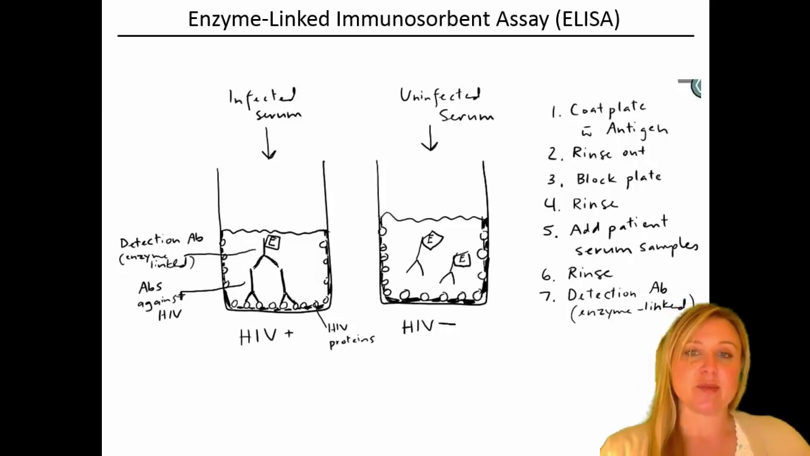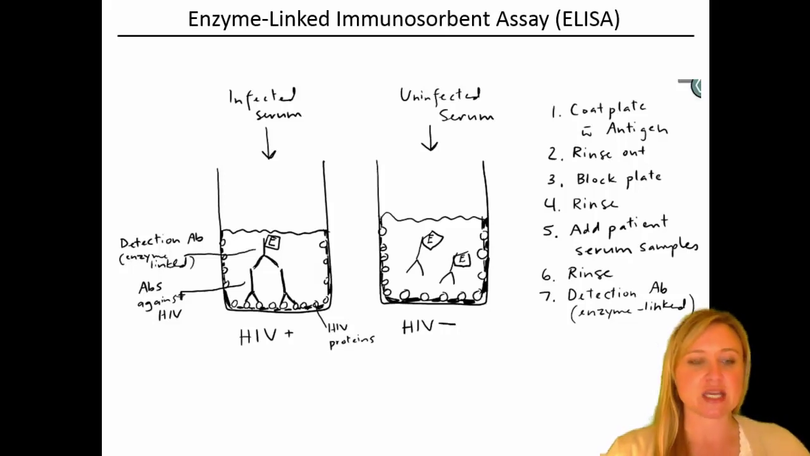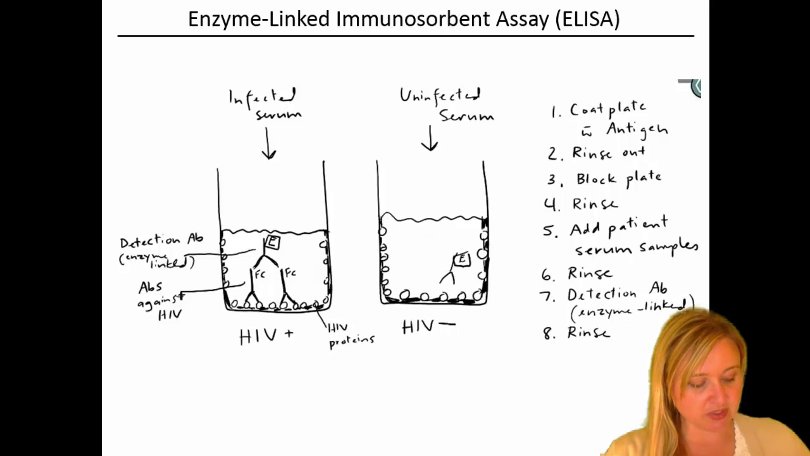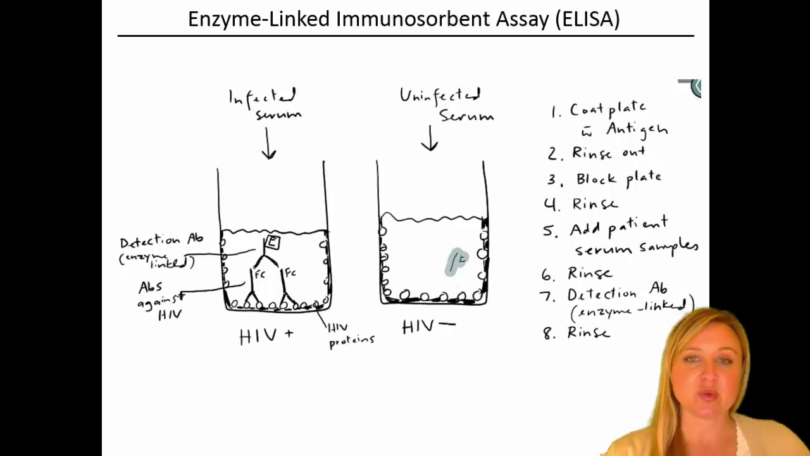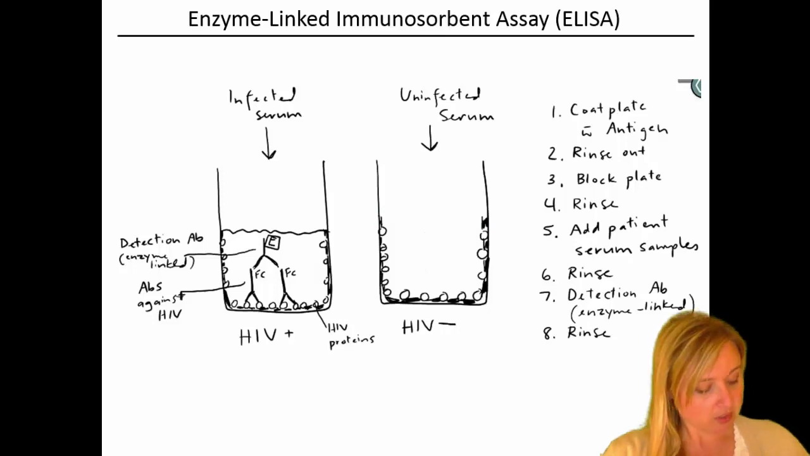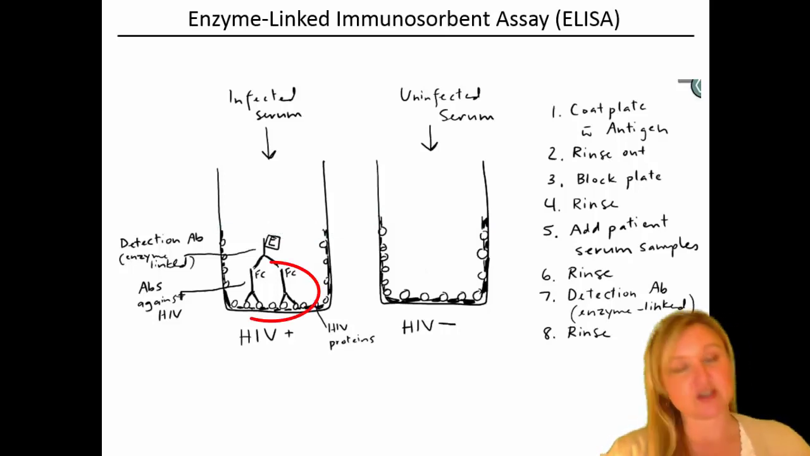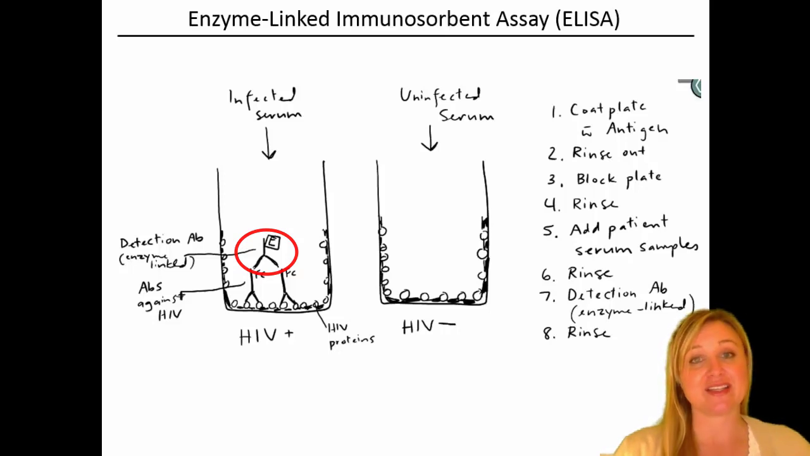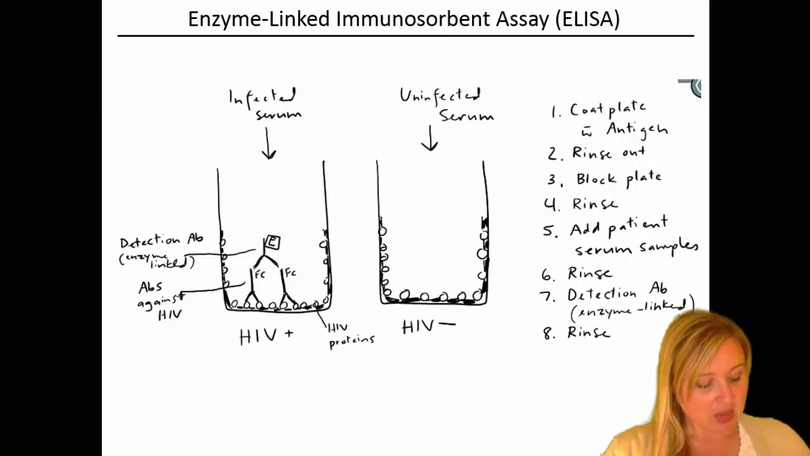So when we add in the detection antibodies, we're going to give it an hour or two, enough time for those antibodies to bind to any patient antibodies that are found in the sample. And then we're going to rinse out the well. Over here in the uninfected well, all of those antibodies are going to be rinsed away because there was no antibody in the well for the detection antibodies to bind to. In the infected well, however, there were HIV antibodies there, and the detection antibody has bound to those antibodies. So now the detection antibody stays behind in the well. After these are rinsed out, the final step is to add a substrate.